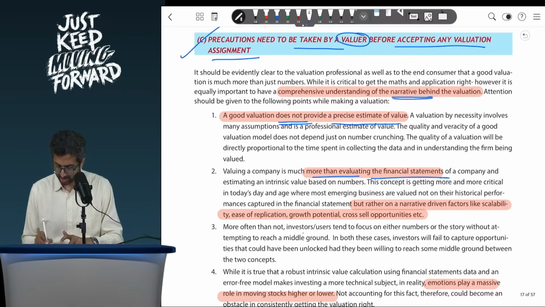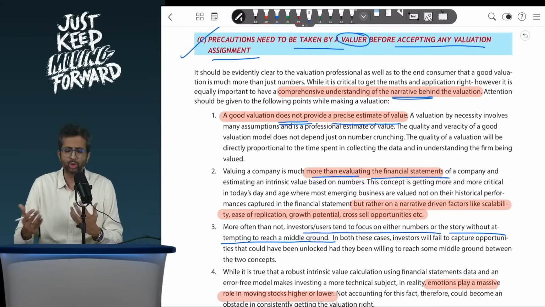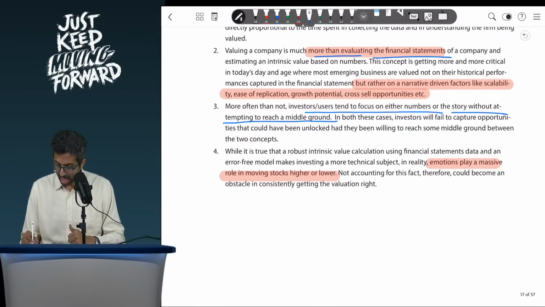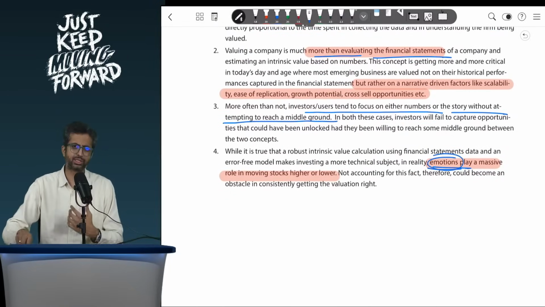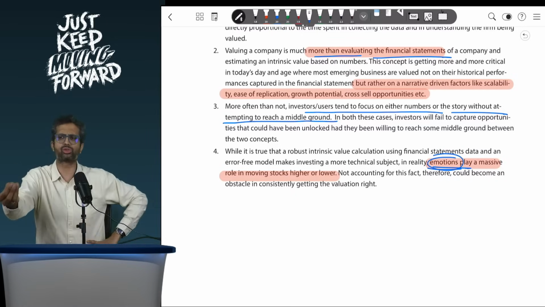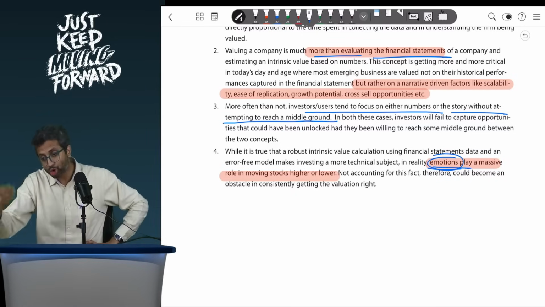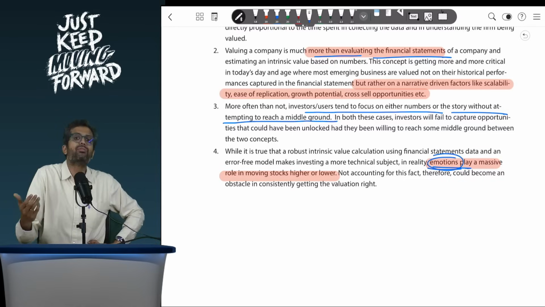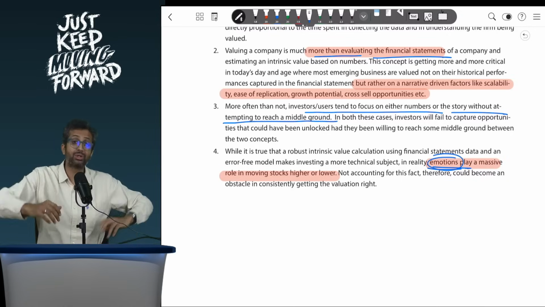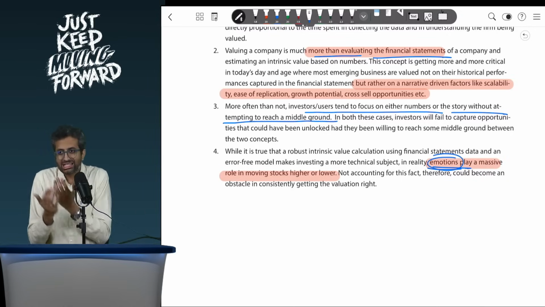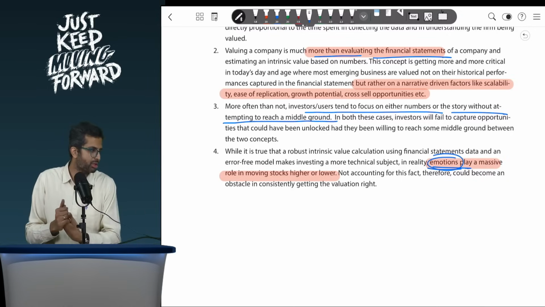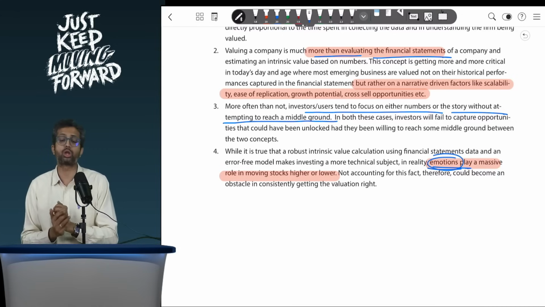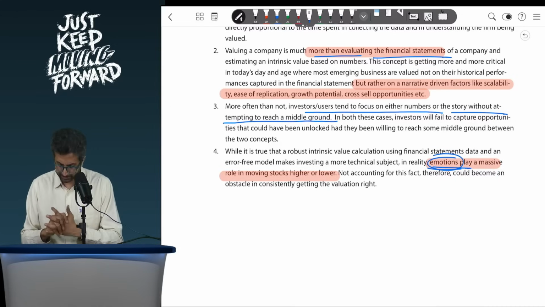More often than not, investors tend to focus either on numbers or story without attempting to reach a middle ground. You should try to have that ability. And also behavioral finance. When you look at a valuation report that is based on numbers, you should also have other things. There is behavioral finance. You see a lot of deals also on Shark Tank which happen because of emotion. So this is not based on a particular valuation report. So these behavioral factors are also equally or as important.